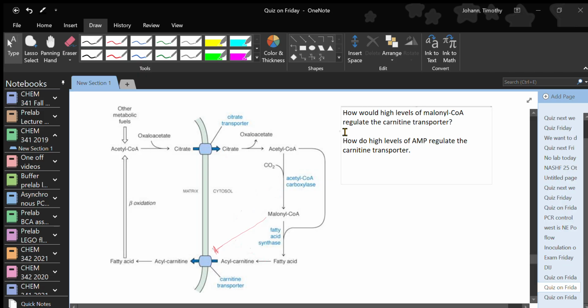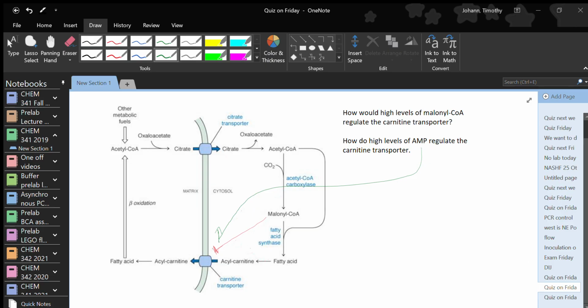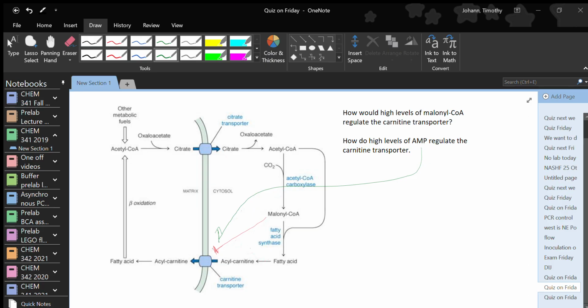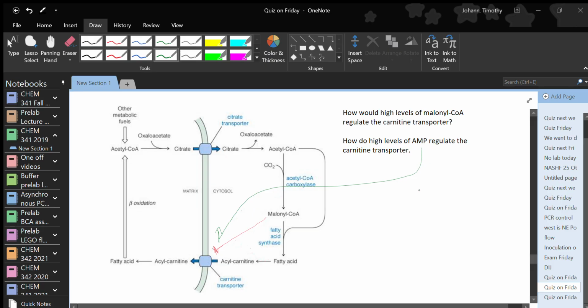Okay. So if I take my AMP from over here, having a lot of AMP around means the cell's low on energy, which means the cell needs to break down fatty acids. So we can do that for any of these, right? Let's do one more.